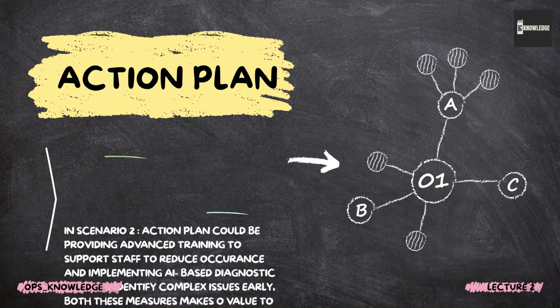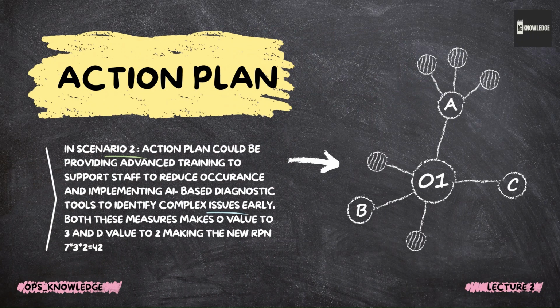So for this also, to reduce this RPN value, we go through an action plan. The action plan for scenario 2 says providing advanced training to the support staff to reduce occurrence and implementing AI-based diagnostic tools to identify complex issues early. Both these measures make the O value 3 and the D value 2, making the new RPN 7 into 3 into 2 equals 42, which is lesser than the previous RPN value.